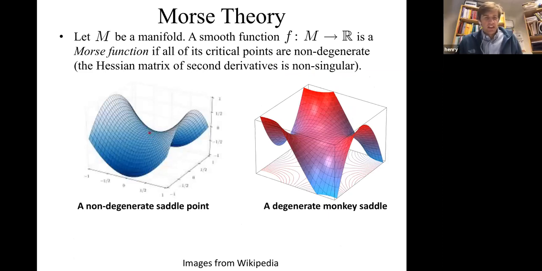In particular, in chemistry applications, the real valued function might be the energy, and you're using the energy landscape to decompose the manifold into this cell complex.